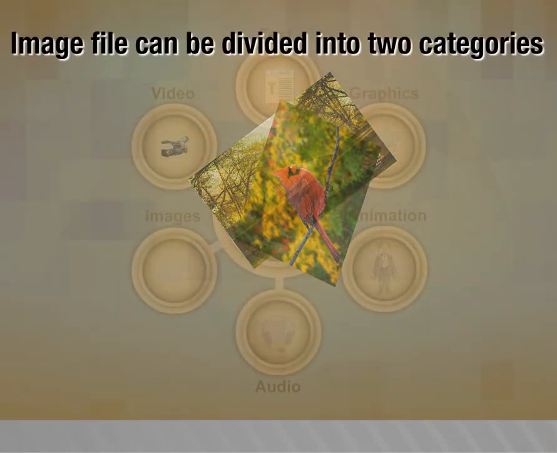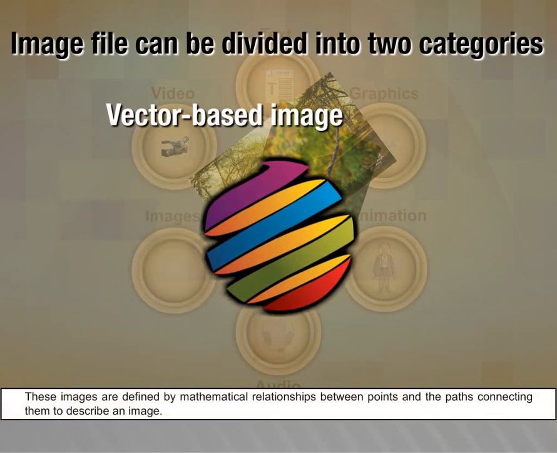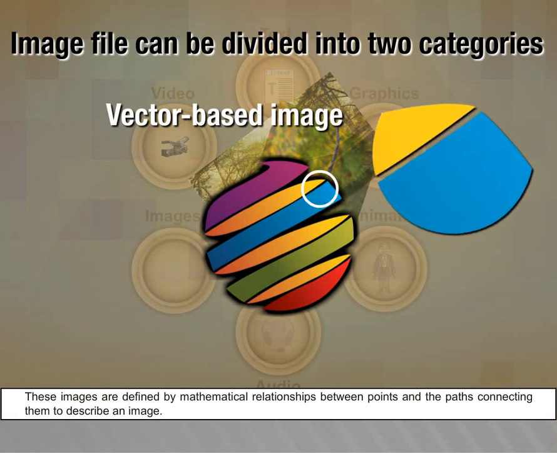Images. Image files can be divided into two categories: vector-based images. These images are defined by mathematical relationships between points and the paths connecting them to describe an image.